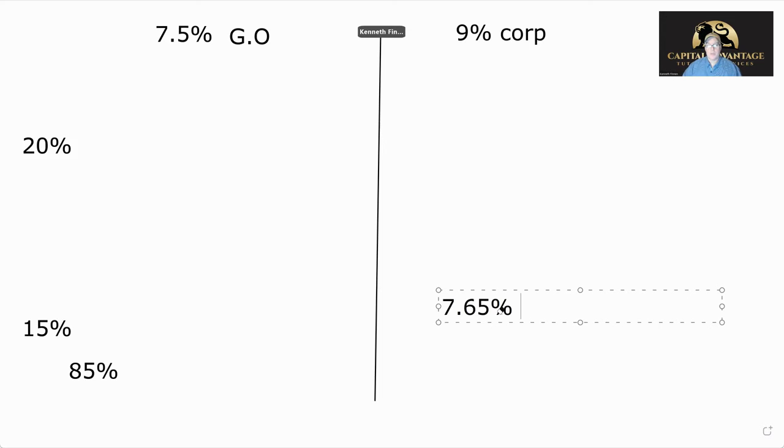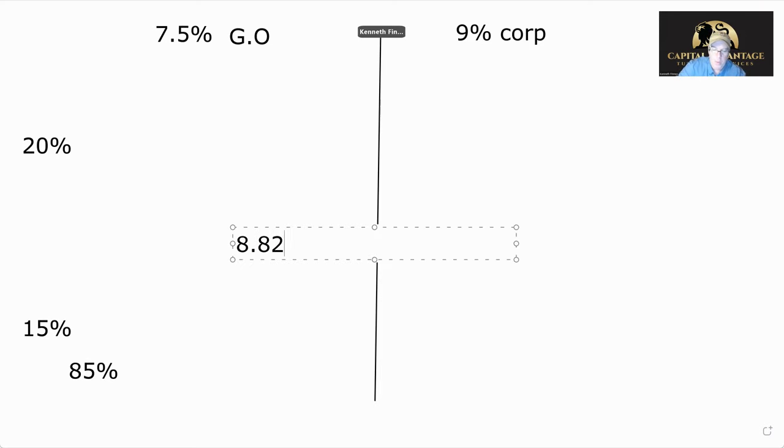Now, the other one is, to find out the corporate equivalent, I would do 7.5 divided by 0.85. That gives me 8.82. So the equivalent here would be 8.82. That's the kind of corporate bond I would have to get to match the GO. Since I can get a 9, I would choose a 9. That's a better bond. So that's all tax equivalent is. We're going to do a couple problems from the board, and we'll see what happens.